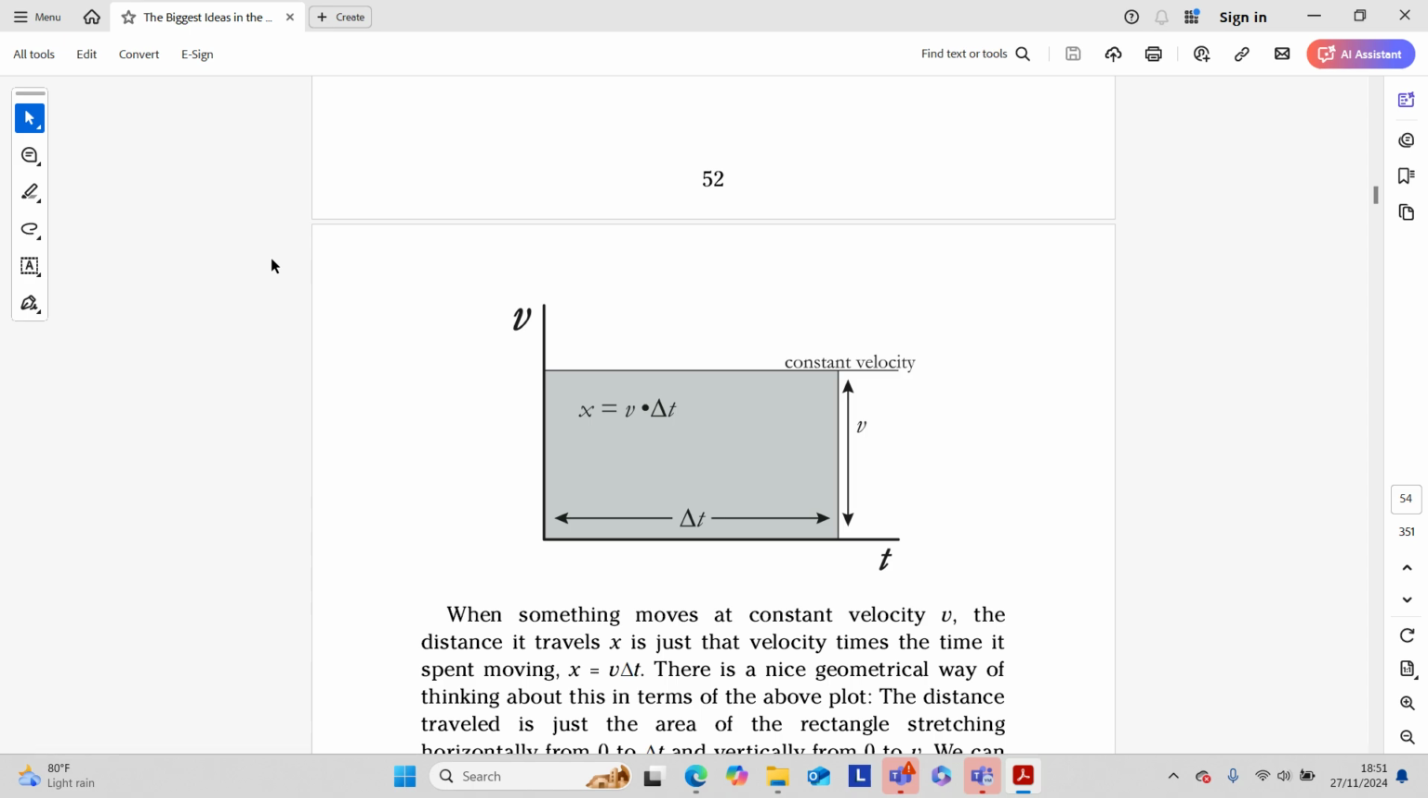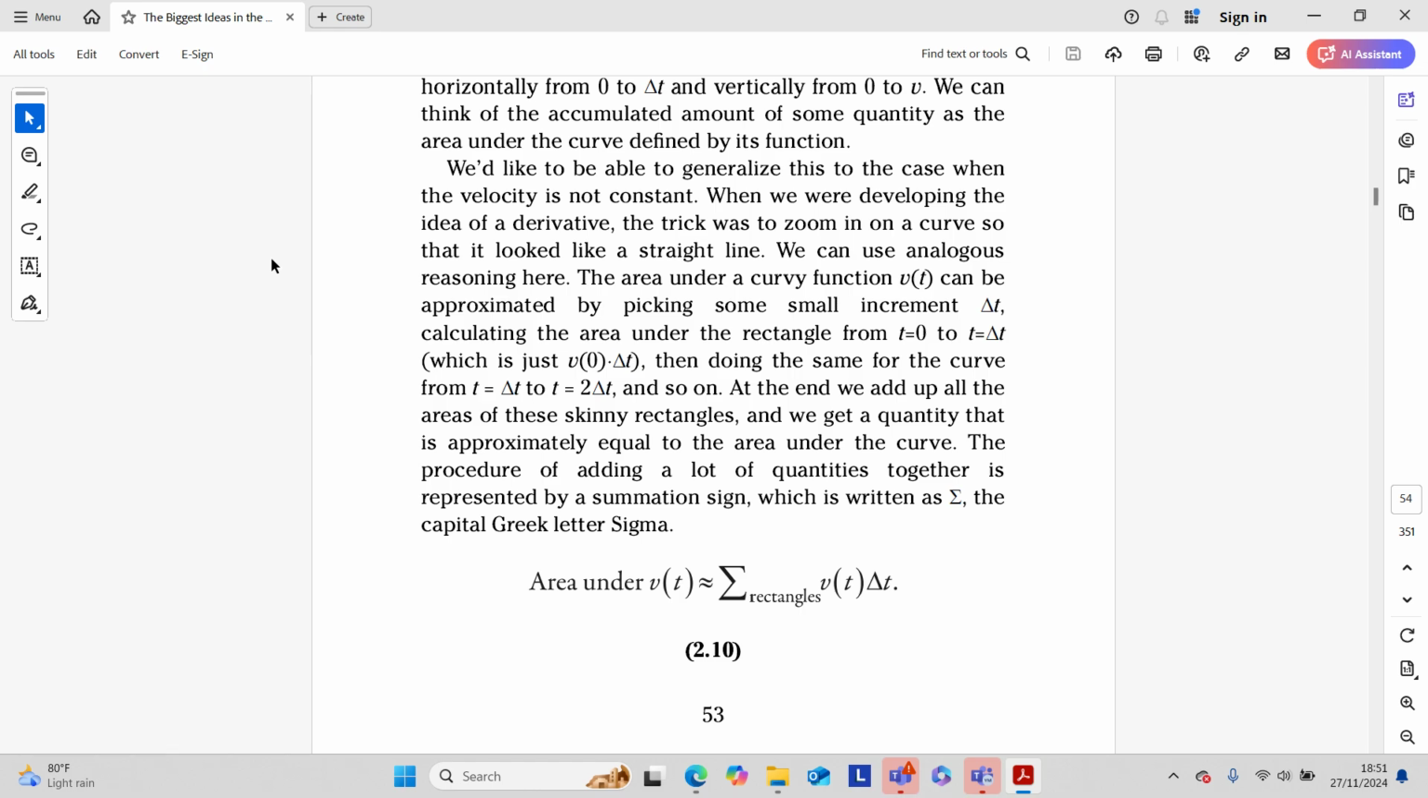There is a nice geometrical way of thinking about this in terms of the above plot. The distance traveled is just the area of the rectangle stretching horizontally from 0 to delta t and vertically from 0 to v. We can think of the accumulated amount of some quantity as the area under the curve defined by its function. We would like to be able to generalize this to the case when the velocity is not constant. When we were developing the idea of a derivative, the trick was to zoom in on a curve so that it looked like a straight line. We can use analogous reasoning here.